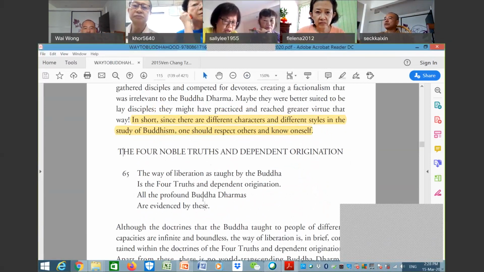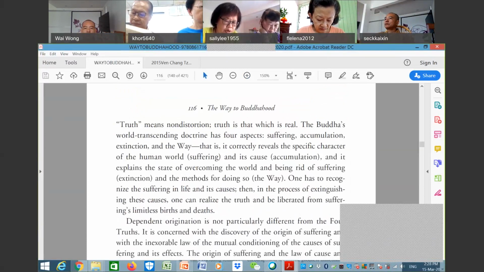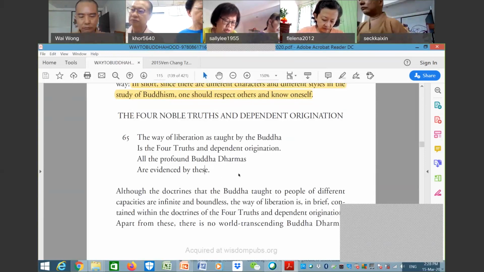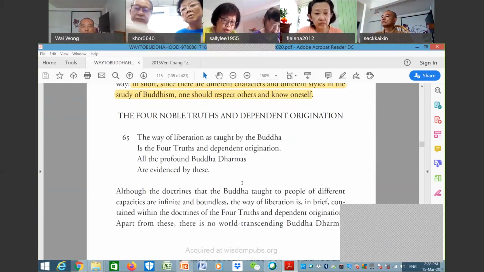Please go through it. The way of liberation as taught by Buddha is the four truths and dependent origination. All the profound Buddha dharmas are evidenced by this. Although the doctrines that Buddha taught to beings of different capacities are infinite and boundless, the way of liberation is contained within the doctrine of the four truths and dependent origination. Apart from this, there is no world-transcending Buddha dharma.